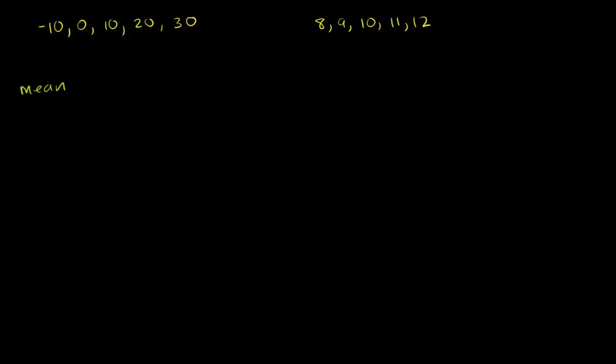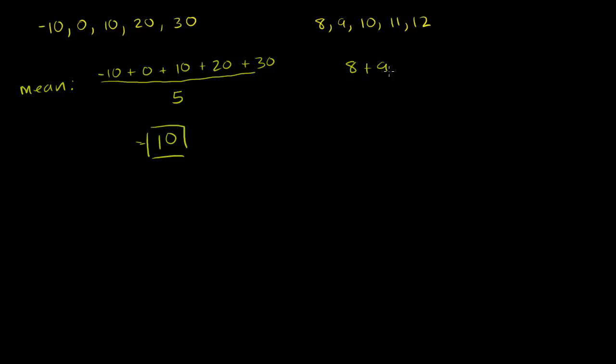Now, the population mean, or the arithmetic mean of this data set right here, is negative 10 plus 0 plus 10 plus 20 plus 30, over 5 data points, so over 5. And what is this equal to? That negative 10 cancels out with that 10. 20 plus 30 is 50, divided by 5. It's equal to 10.